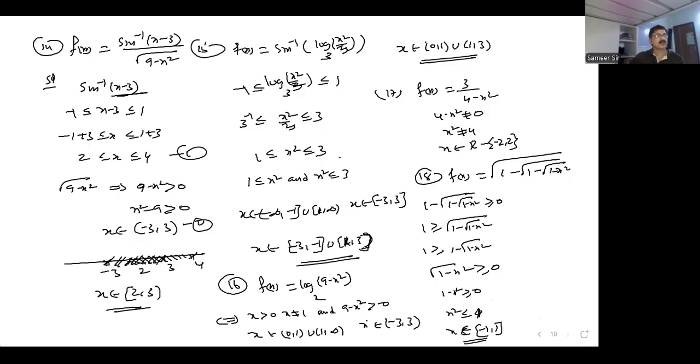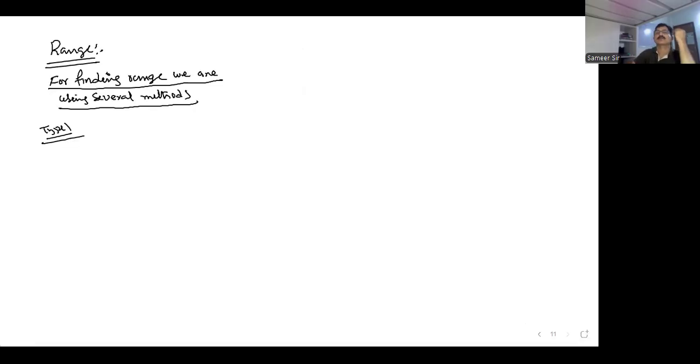I have explained with many small examples. When we do problems, we will see. I have explained domain here. Next we have to discuss range now. Finding range, we have several methods. One is type 1, I'll say: use of arithmetic mean is greater than or equal to geometric mean.